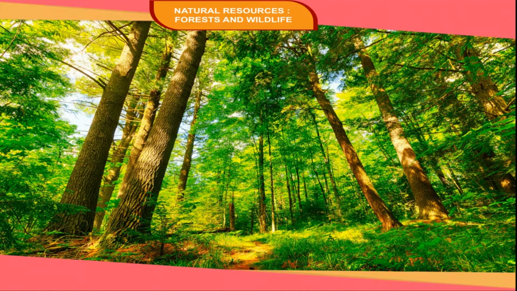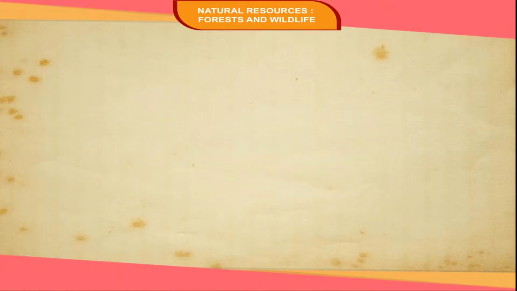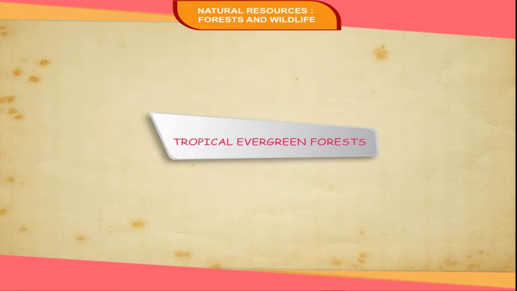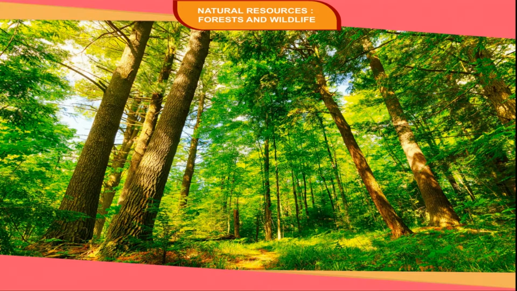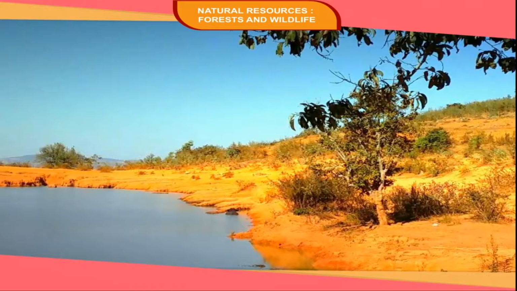Different kinds of forests in the world: tropical evergreen forests. These types of forests are found in the regions of heavy rainfall. Such regions are close to the equator. The trees are evergreen and consist of hardwood species. The climate is hot and wet throughout the year, resulting in thick and dense tree cover. Since the vegetation cover is thick in these areas, the sunshine does not reach the ground.